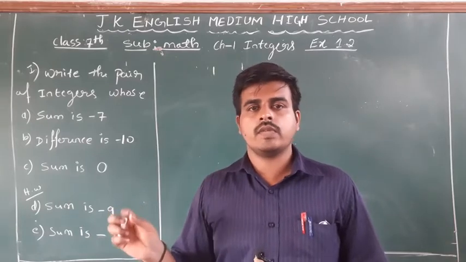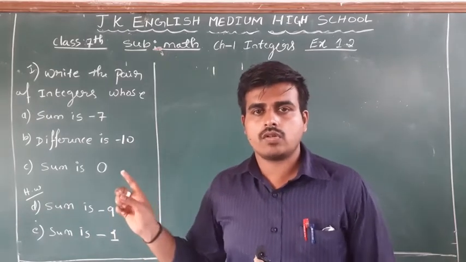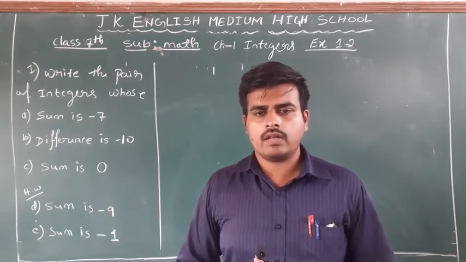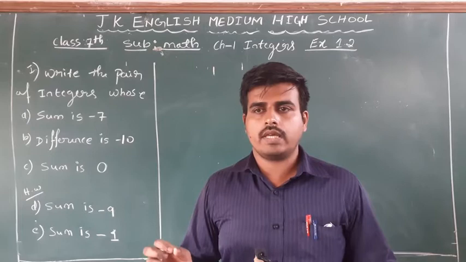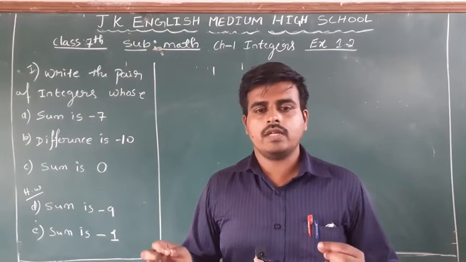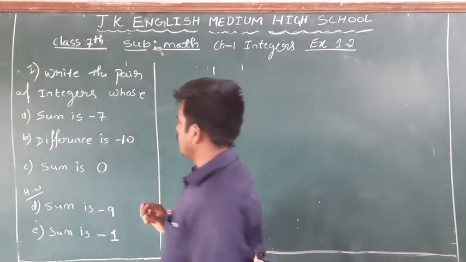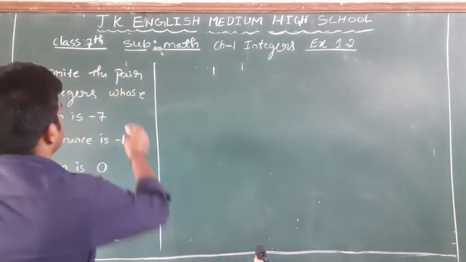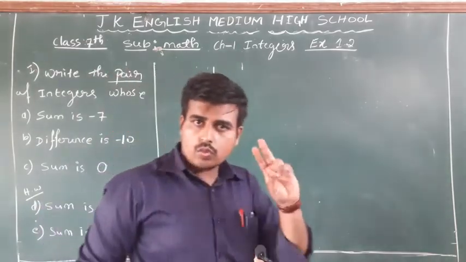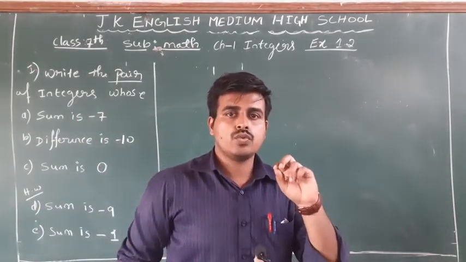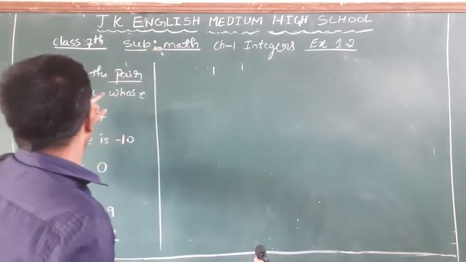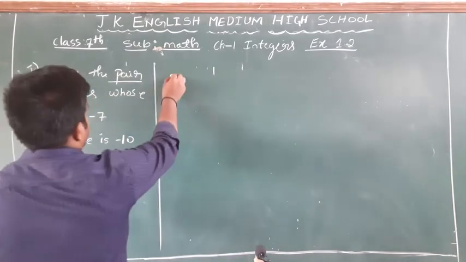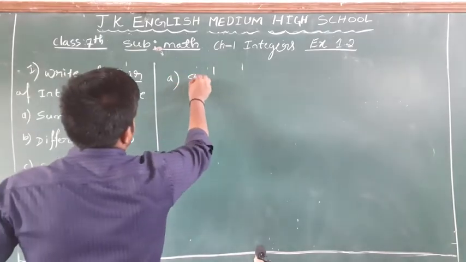How to find this? Actually, these questions are based on common sense. Still, we can follow one simple method where we can find a pair of integers. Look here. Write the pair. Pair means how much? 2 integers we have to write. We have to choose 2 integers. Write the pair of integers whose first one, A, sum is minus 7.